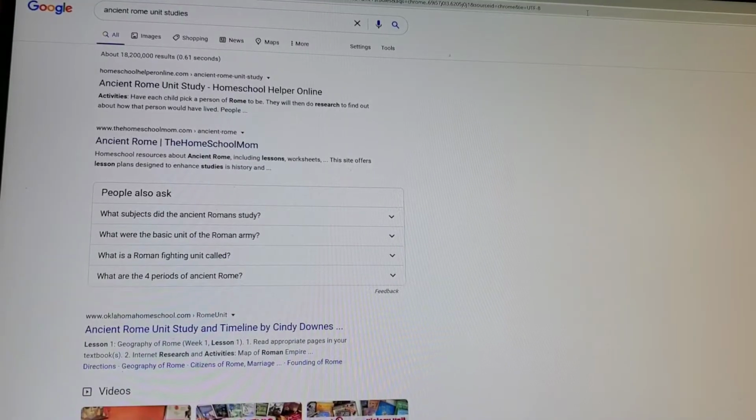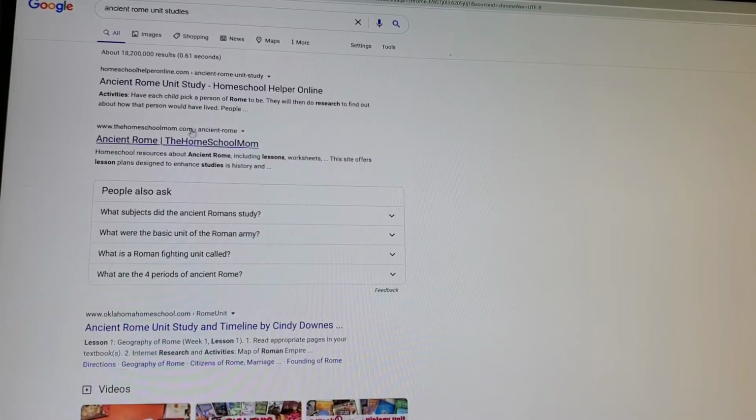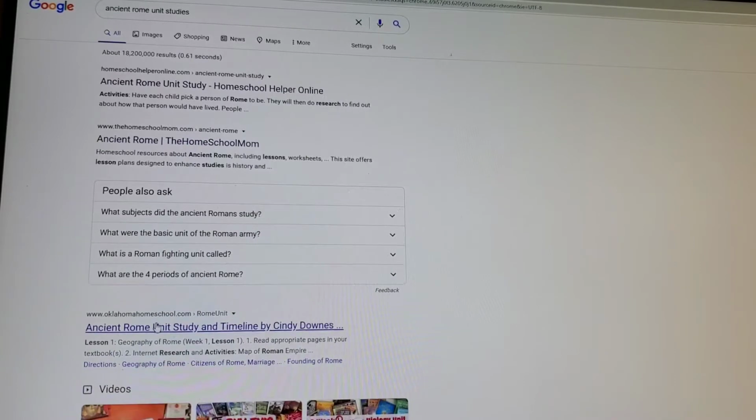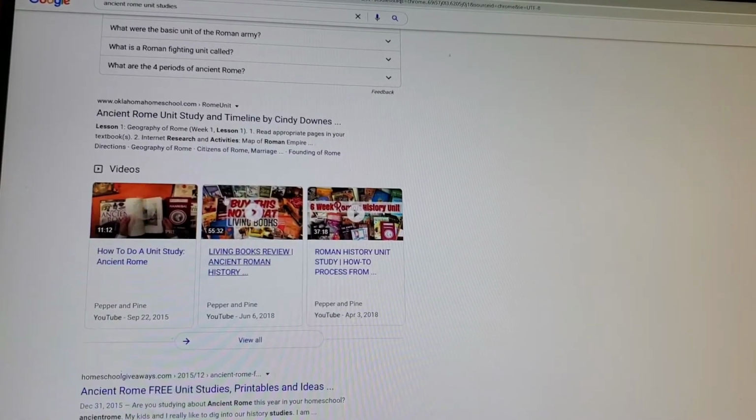Another way that you can gather supplies for your unit study is the internet. There have been so many other families that have probably done your unit study, and guess what? They blogged about it. So let's go check it out. I legit just Googled ancient Rome unit studies, and this is all that comes up. So many resources. Oklahoma homeschool, the homeschool mom, homeschool giveaways. Let's see what they did.